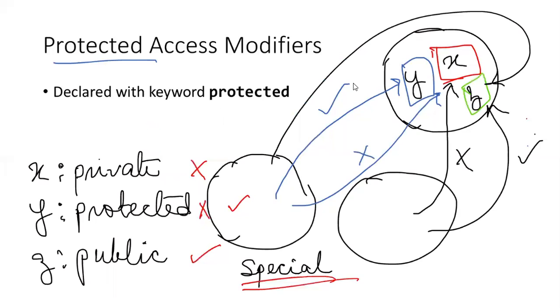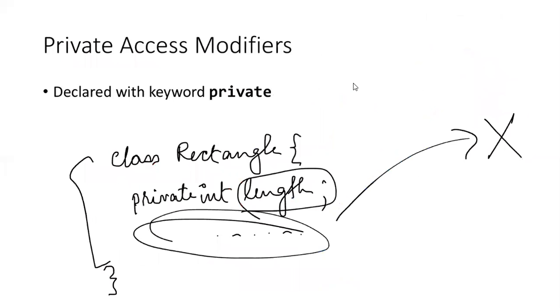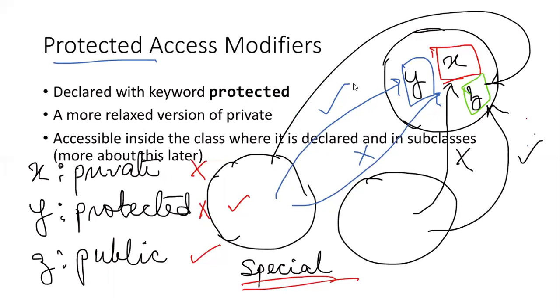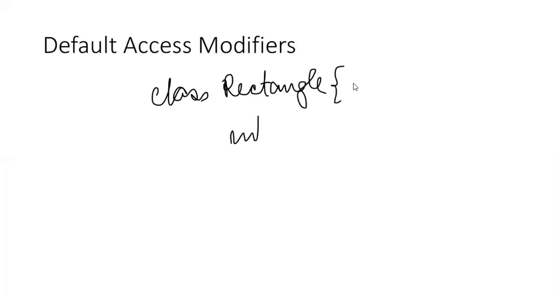Now we have seen public, private, and protected. Let us look at the next one, the default access modifier. Default is when we do not specify any modifier. That is how we have been declaring our variables. So if I have again class Rectangle, and I have declared int length like this, this is also valid.